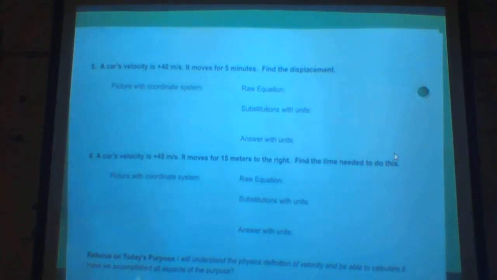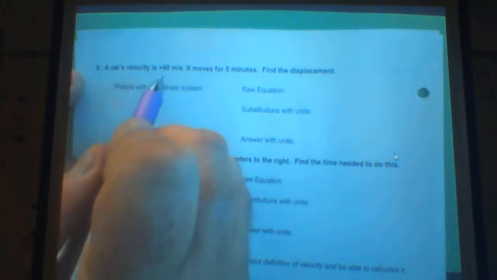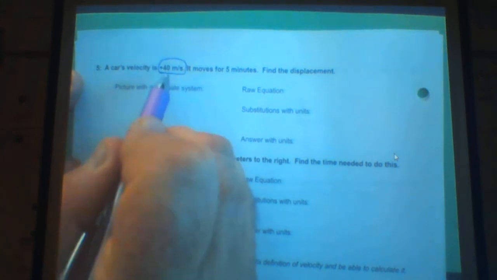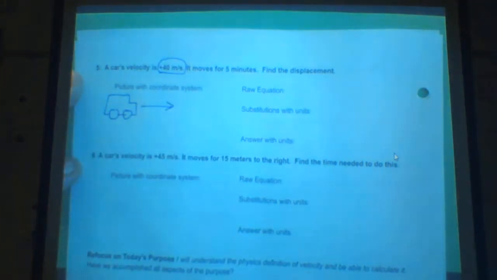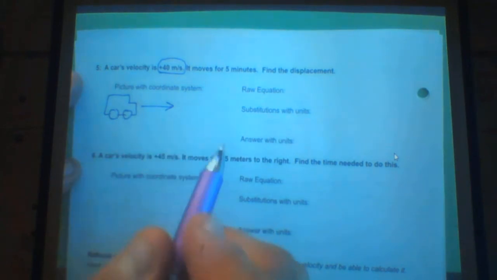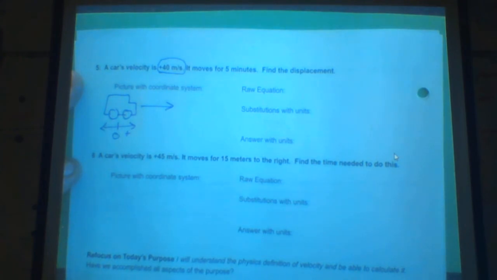A car's velocity is positive 40 meters per second. It moves for 5 minutes. Find the displacement. Okay, so the velocity going positive means it's moving to the right. We don't really know where it's starting or ending. We just know that it's moving to the right. So there's my picture. My origin. There's no obvious place according to the story problem, so I'm just going to put it at the original location. Positive to the right, as tradition says. So there's my picture and the coordinate system.